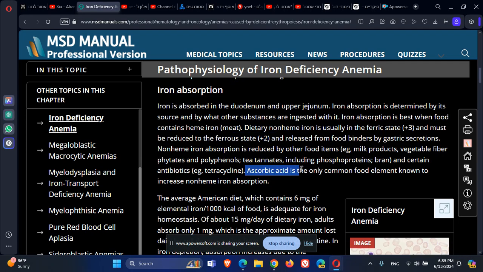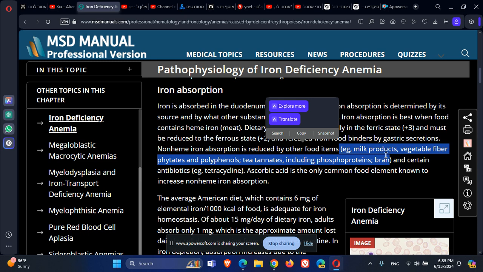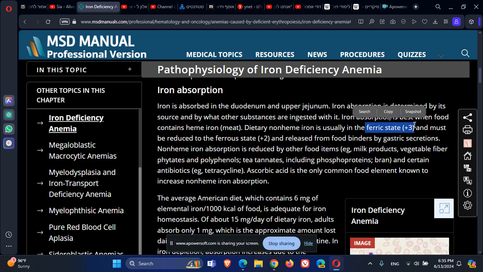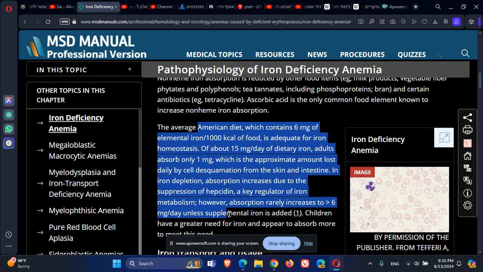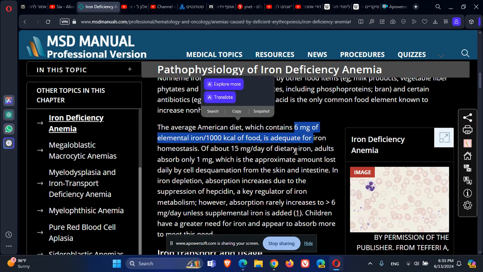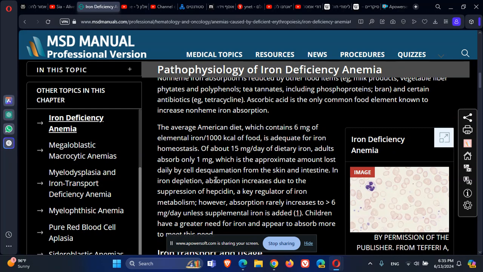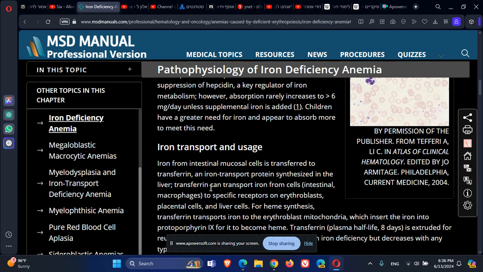Ascorbic acid, vitamin C, can help absorb iron, compared to antibiotics or other foods, especially calcium, which can inhibit the absorption of the ferric state, namely non-heme iron, which comes from a vegetarian diet. Now it tells you how much iron the diet contains, 6 milligrams, etcetera.